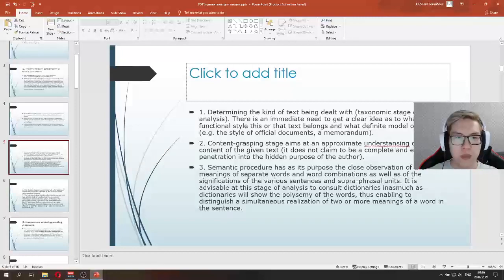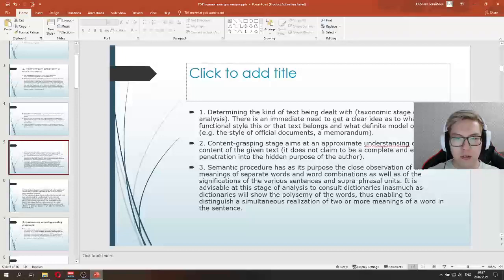Second, content grasping stage. It aims at an approximate understanding of the content of the given text. It does not claim to be a complete and exhaustive penetration into the hidden purpose of the author. And the third one is semantic procedure. Its purpose is the close observation of the meanings of separate words and word combinations, as well as of the significations of the various sentences and supraphrasal units.